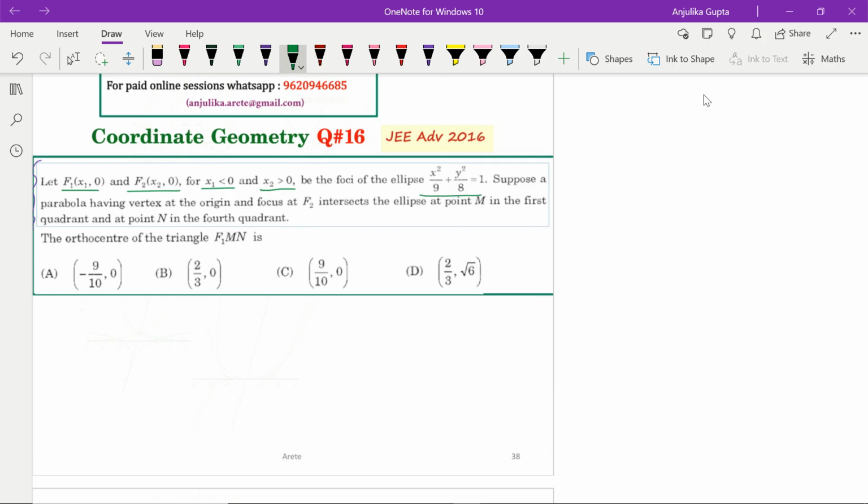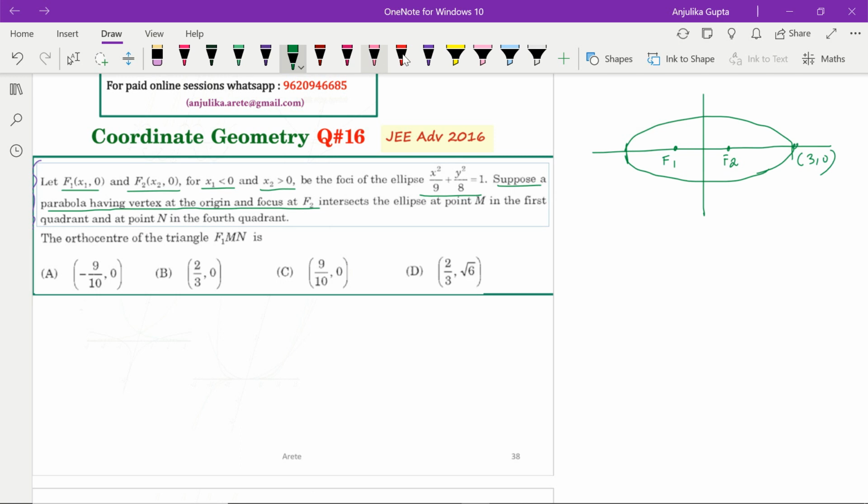Okay, so let's draw the ellipse. You see that they're saying x1 is negative, so here you have F1 and here you have F2. Suppose a parabola having vertex at the origin and focus at F2. So let's draw a parabola also. The parabola might be looking like this. It is intersecting the ellipse at the point M in the first quadrant and N in the second quadrant. Now they're asking you the orthocenter of the triangle F1MN.